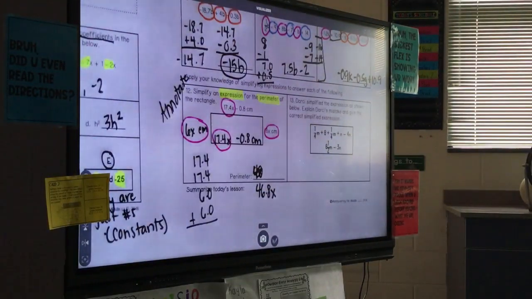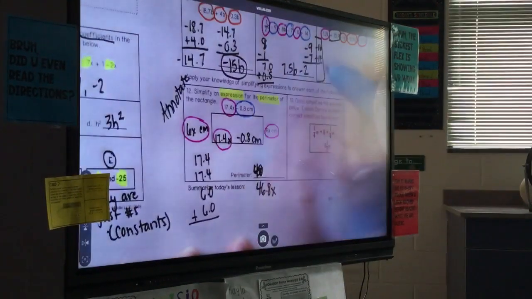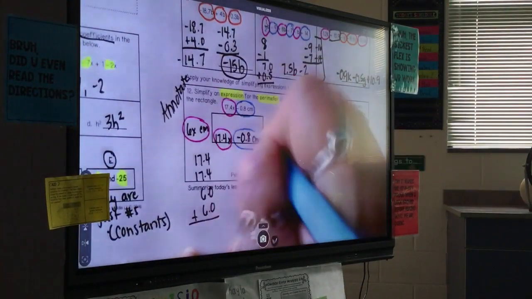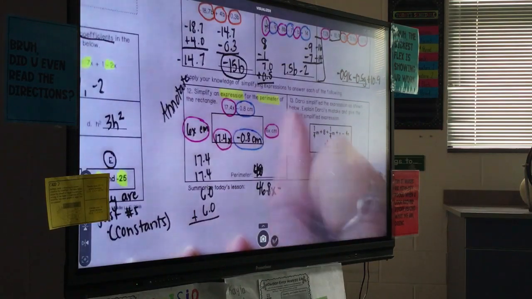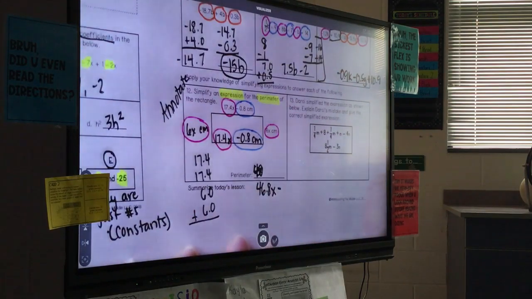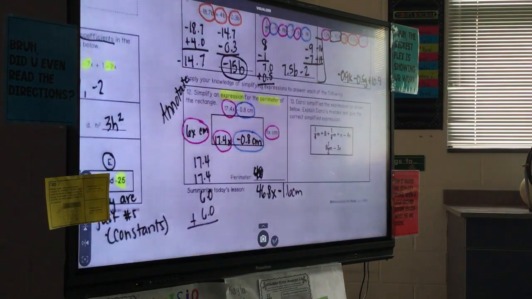The 0.8 centimeters. Just 0.8 centimeters? And the other one. Just that? Or is there something that needs to go with those? Negative. Okay. So then it's going to be a negative what? Negative 1.6. So that should be your answer.